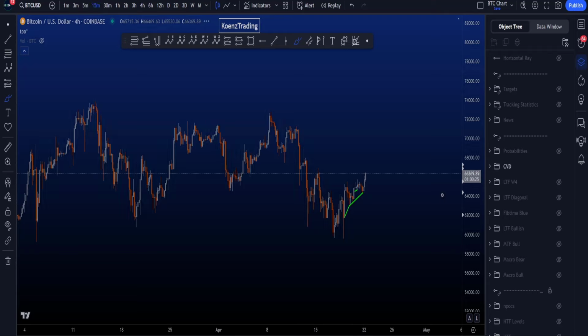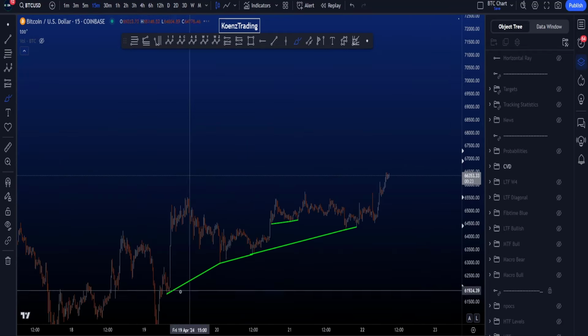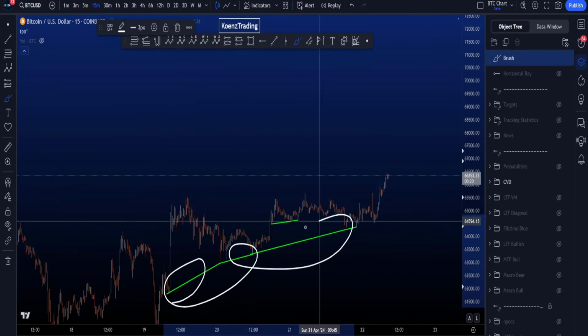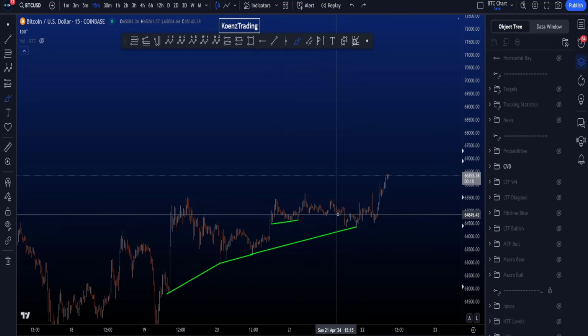Now on the 50-minute, bullish CVD divergences kept building over here, and all of these bullish CVD divergences have now played out as we took these highs, so that is good to see.